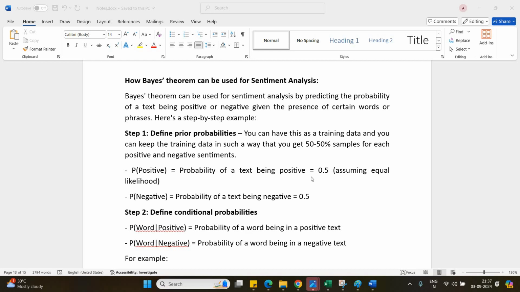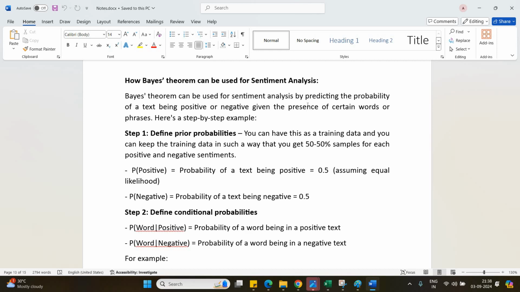Hello and welcome back. In this lecture, we are going to see how the Bayes theorem can be used for sentiment analysis. In the previous video, we saw an example of spam mails, to find out whether a mail is spam when there is the word free in it. Looking at the word free, with how much surety can you say that it could be a spam mail?